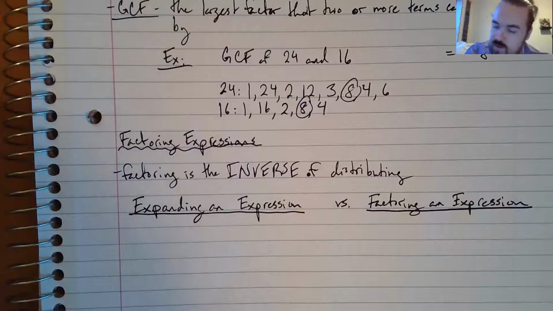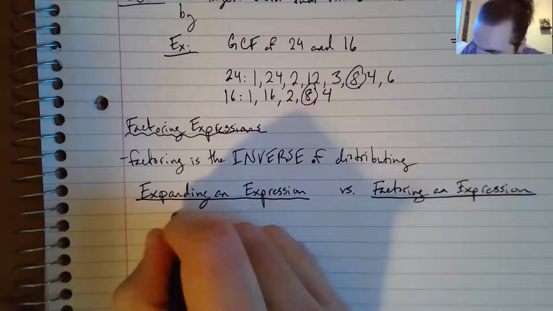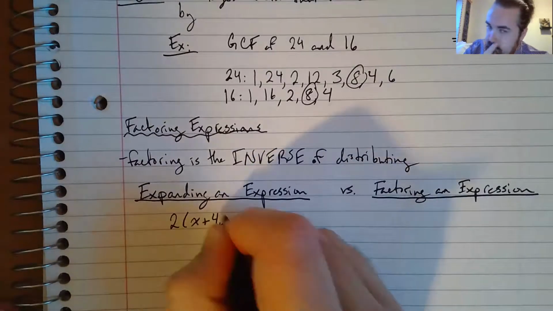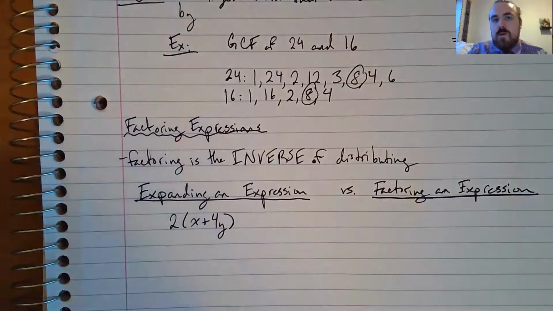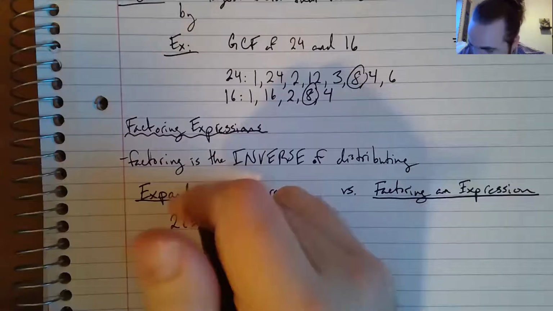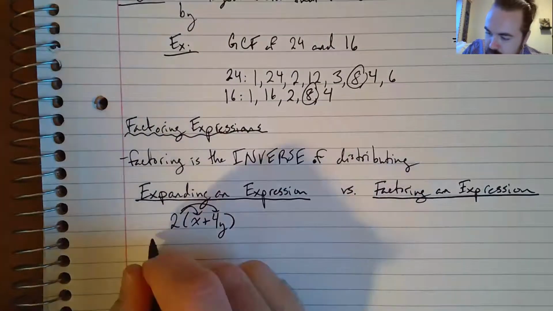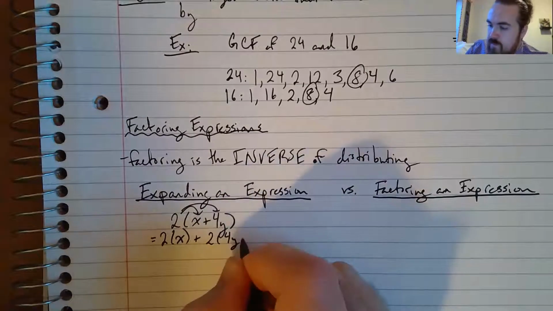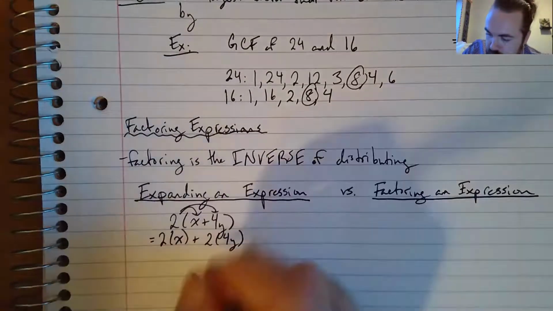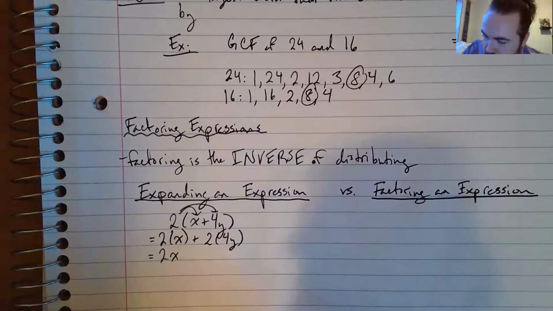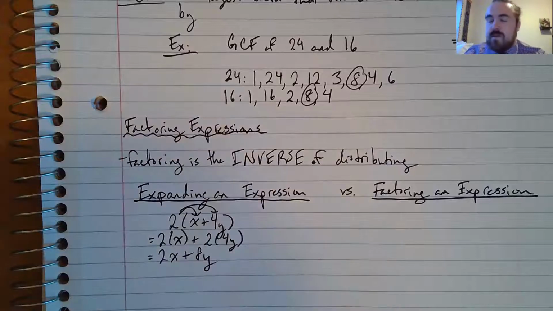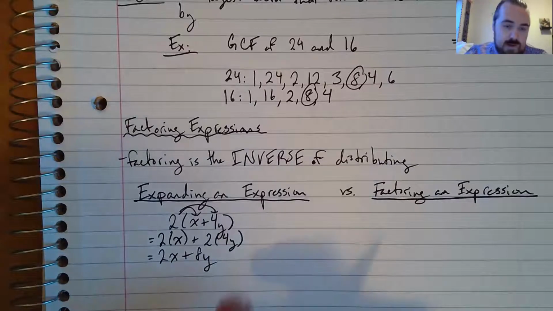So expanding an expression, I can start with something like 2 times, in parentheses, x plus 4y, close parentheses. Remember, anytime we distribute, step 1, draw your arrows. Step 2, write the multiplication out. 2 times x plus 2 times 4y. Step 3, write your final answer. 2x plus 8y. All right, so we know that 2 times the sum of x and 4y is the same as 2x plus 8y.